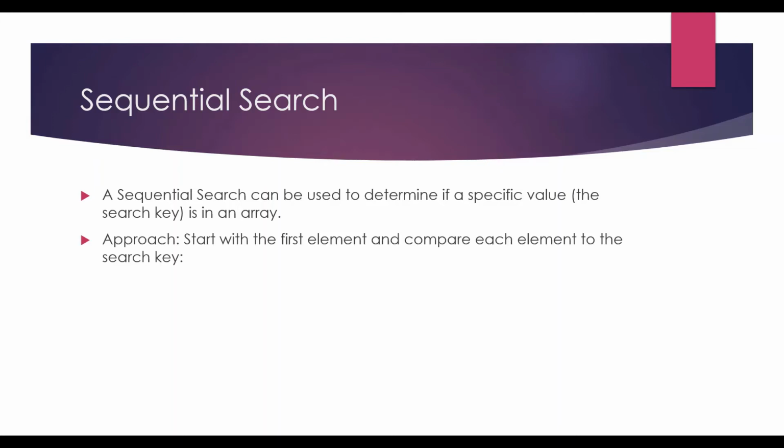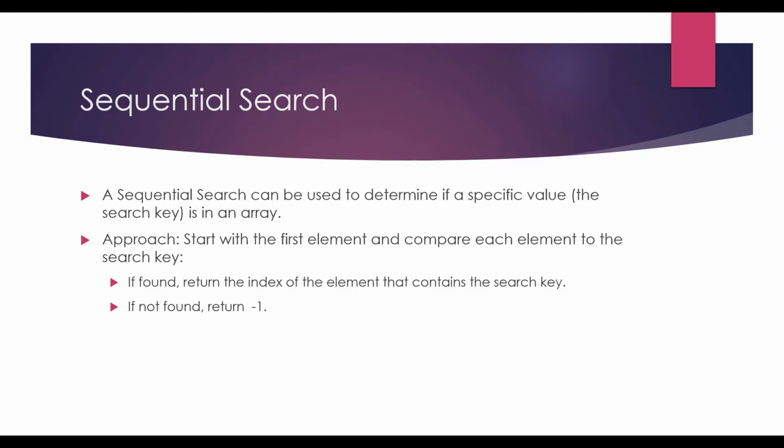So the approach we are going to take is checking if this element is in the array by going element by element and comparing each element to the search key. So we start with the first element, we compare it to the search key. If they are equal, then we will return the index of that element. If they are not equal, we'll go to the next element, and we keep going until we reach the end of the array. If we reach the end of the array and we did not find the element in that array, in that case, we'll be returning -1.